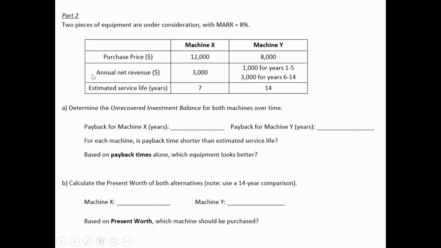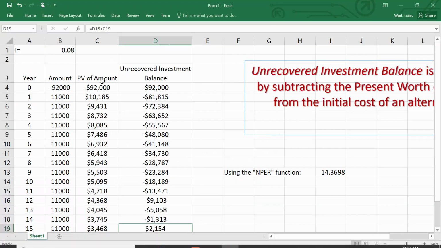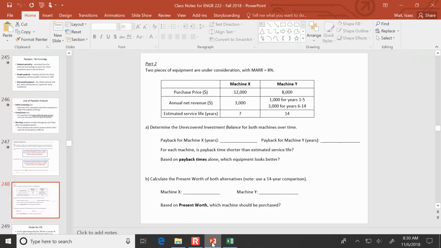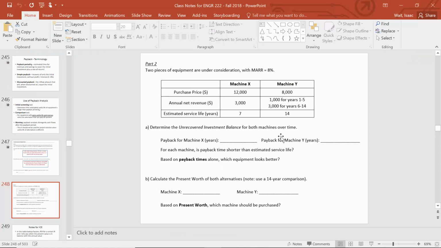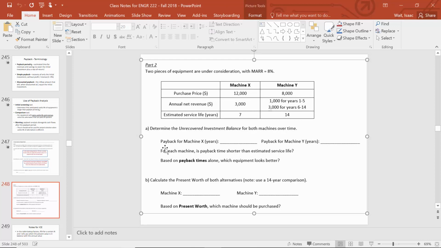So in this case, first of all, I'd like you to do the unrecovered investment balance for both machines over time. So find the same columns that you did here. It's important for you to practice it. So do this same analysis for machine X versus machine Y and find out how many years to pay off. Now remember, you round up to the next whole year. And then answer these questions that go along with part A.